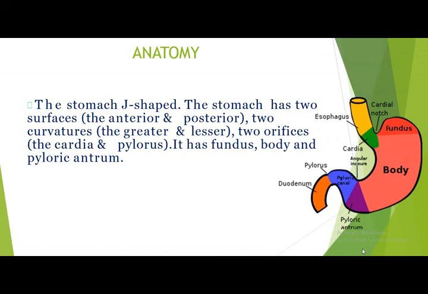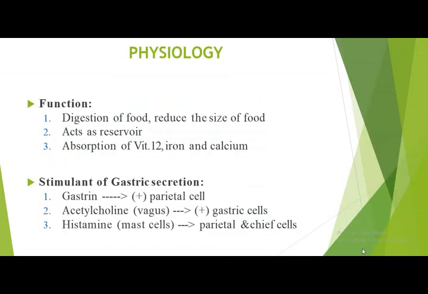So first of all, we will discuss the brief anatomy of the stomach and the duodenum. The stomach is a J-shaped organ. It has two surfaces, anterior and posterior, two curvatures, greater and lesser, two orifices, the cardia and pylorus, and it has the fundus, body, and the pyloric antrum. Functions of the stomach are digestion of food, reducing the acid food, and acting as a reservoir, and it absorbs vitamin B12, iron, and calcium.